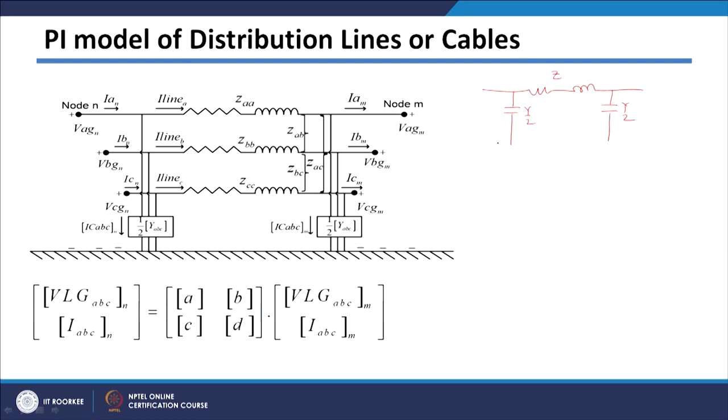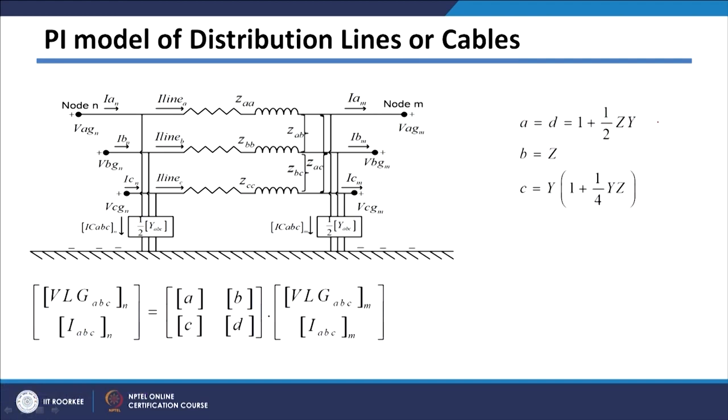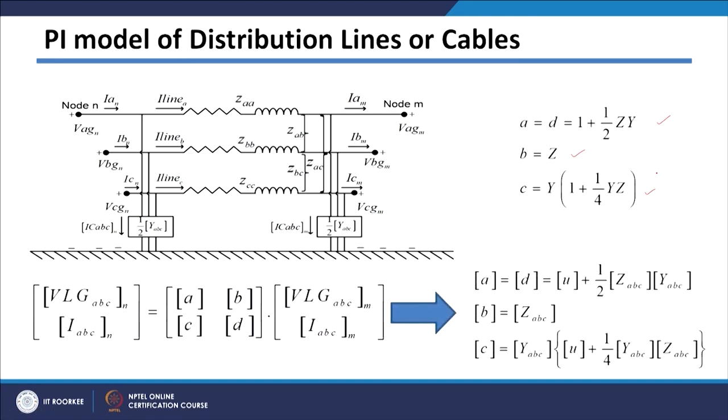In this case, the equations for the ABCD parameters for a single phase line or single phase equivalent model are like this. A and D parameters are 1 plus 1 half Z into Y. B parameter is Z, and C parameter is Y into bracket 1 plus 1 by 4 into Y Z. Exactly the same way we can write it for this also.